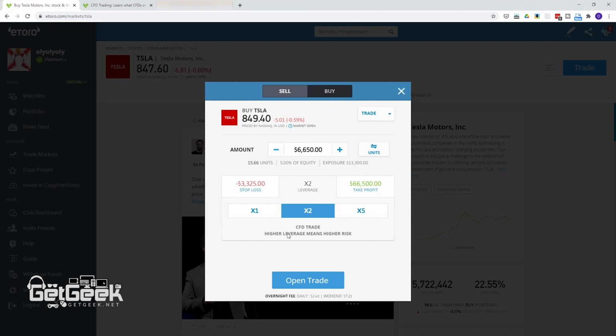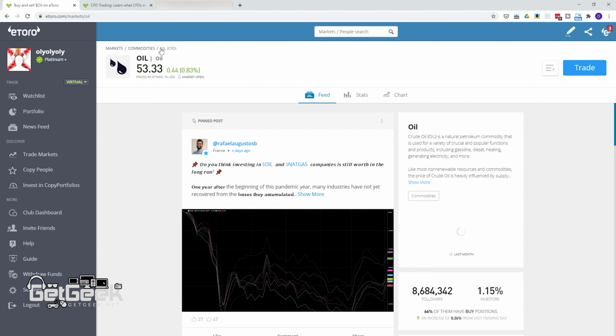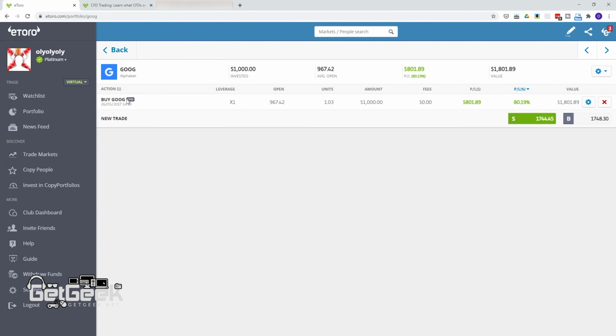But if you start changing that to a multiple leverage, you will see that now it says it's a CFD trade there. Other things on the platform like commodities, you can sometimes tell up here as well, it will say there. And if you've already taken out a trade, you can also tell by looking at your portfolio. So I took that trade out in 2017, you can see there it says CFD on the end.